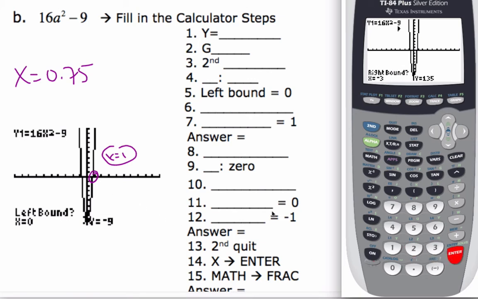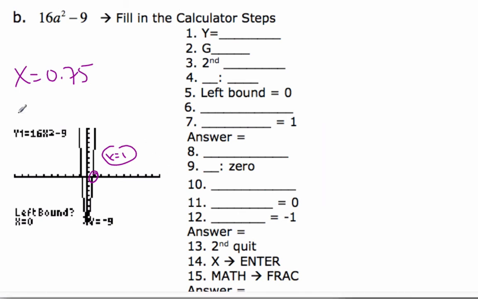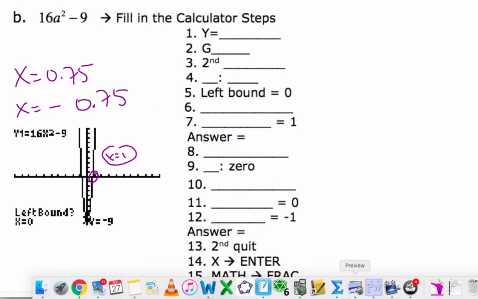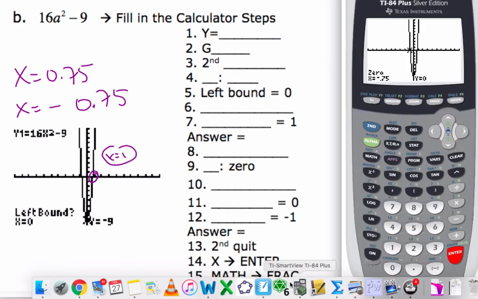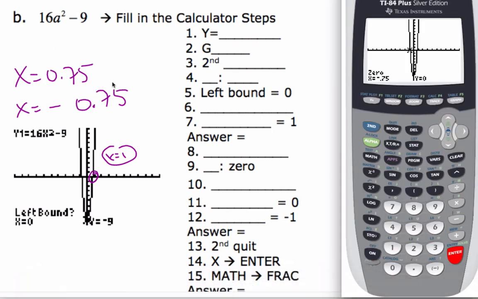Now I need a right bound. I'm going to make that 0. And my guess, well, I said my guess was negative 1. And again, I get x equals negative 0.75. Now, I don't really know what to do with that because these are decimals. I haven't had that before.